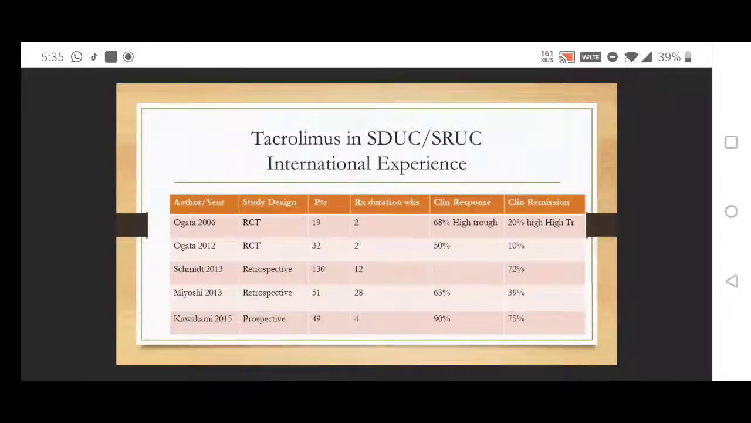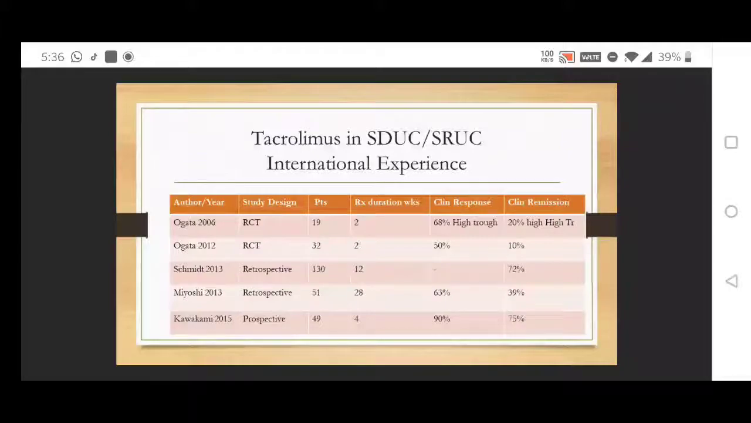And the same author then conducted an RCT in 2012, 32 patients. And what he showed was a clinical response in 50% of the patients just at 2 weeks. Subsequently, from the West, Schmidt 2013, large number, 130 patients, treatment duration 12 weeks, and they showed a clinical remission. Here we were talking about clinical response. Here we're saying 70% of the patients will have a clinical remission within 12 weeks.